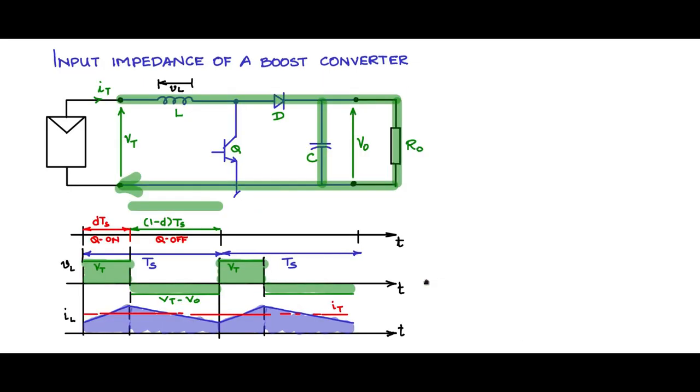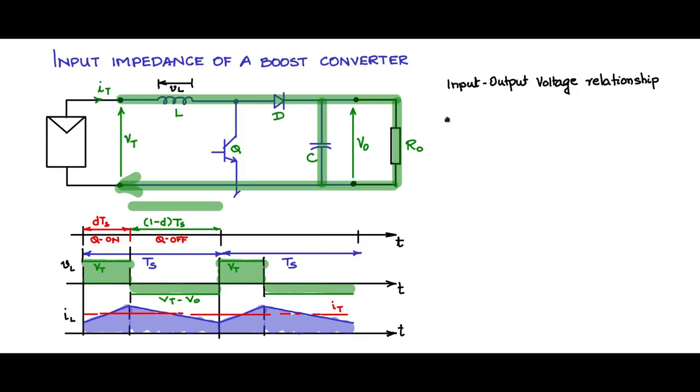Let us make some space and let us try to find the input-output voltage relationship. The input-output voltage relationship means the relationship between Vt and V0. We will use the property that the average voltage across the inductor should be 0, cycle by cycle, in the steady state. If you see the voltage across the inductor, this is the waveform. It is Vt positive during dTs, and Vt minus V0 negative during (1 minus d)Ts. These two areas should balance out.